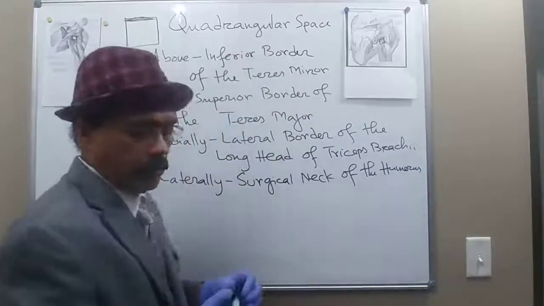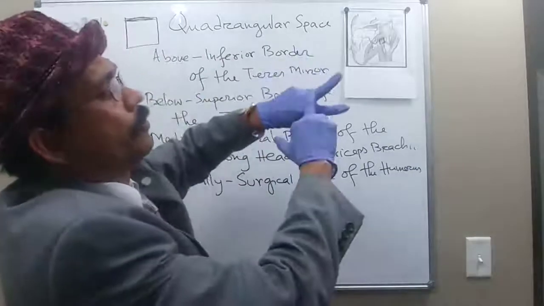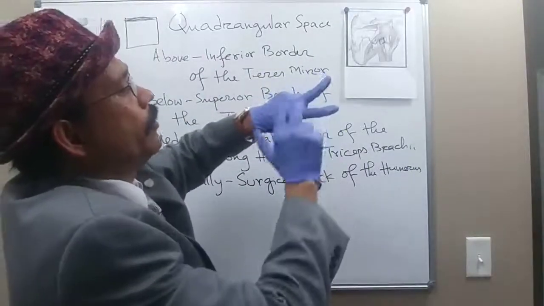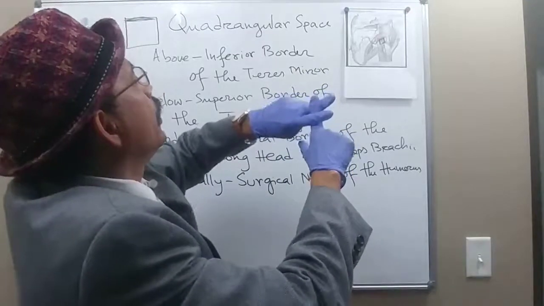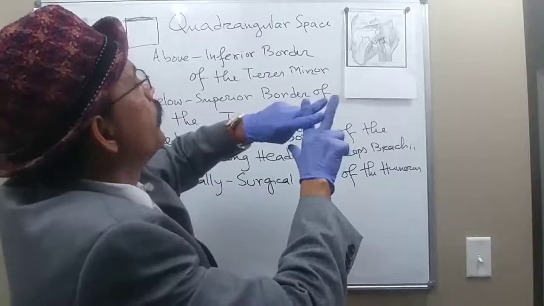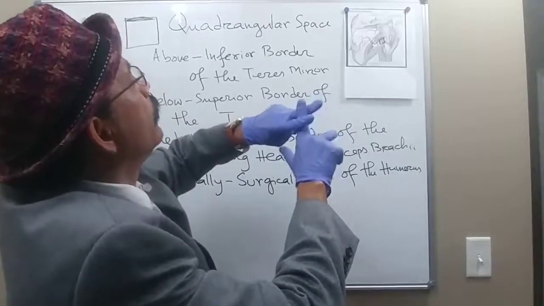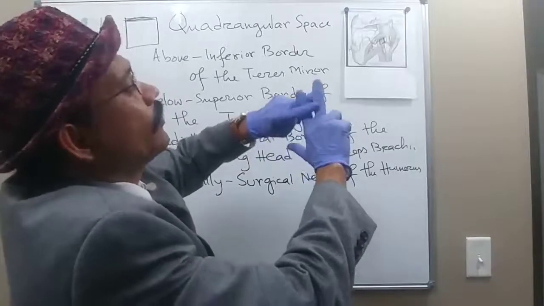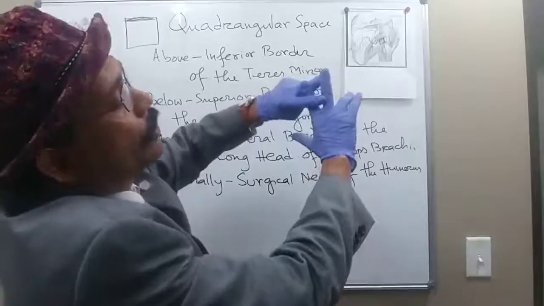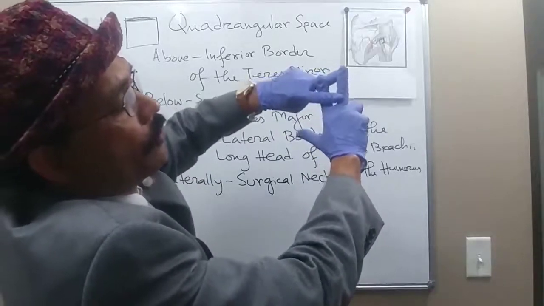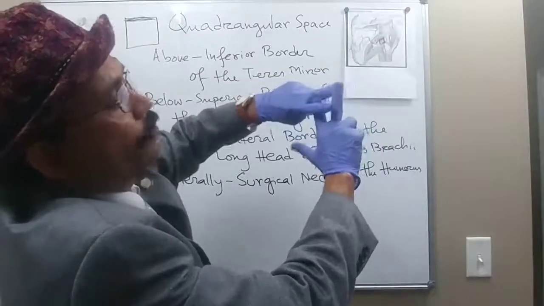Okay, so we'll show it with my fingers. This is the teres minor, this is the teres major, this is the long head of Triceps Brachii, and this is the surgical neck of the humerus, this part. So we got a quadrangular space, we got one triangular space, and we got another triangular space.